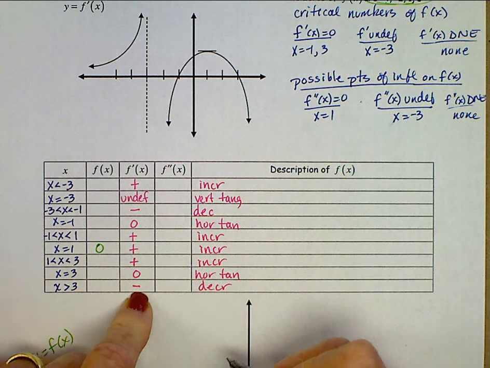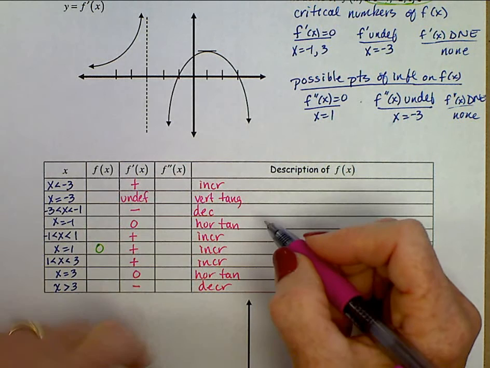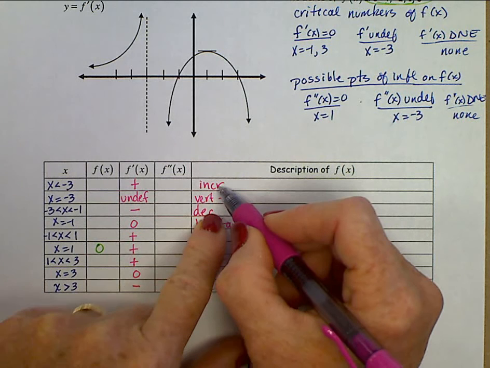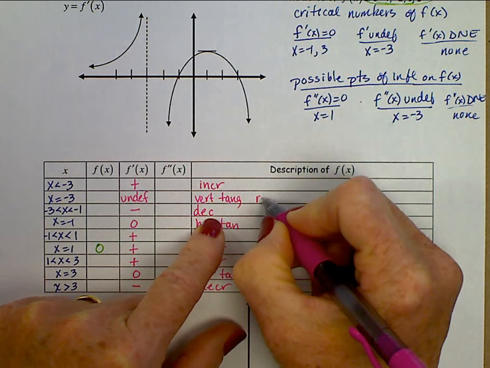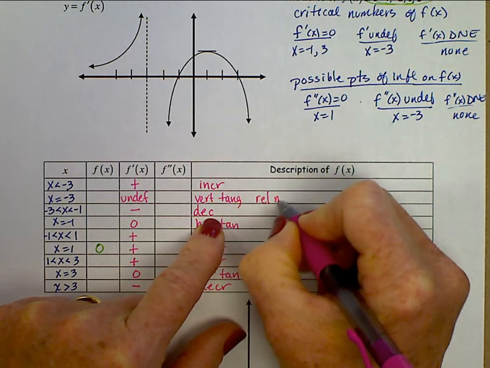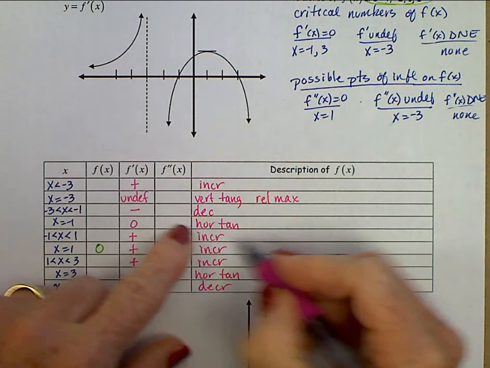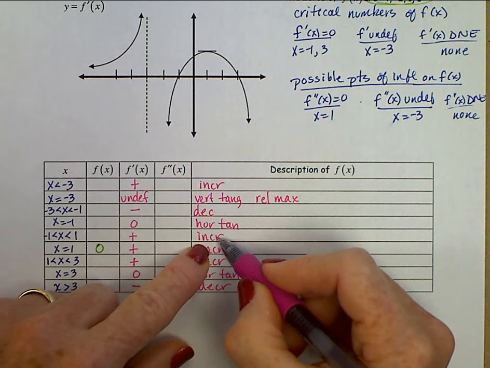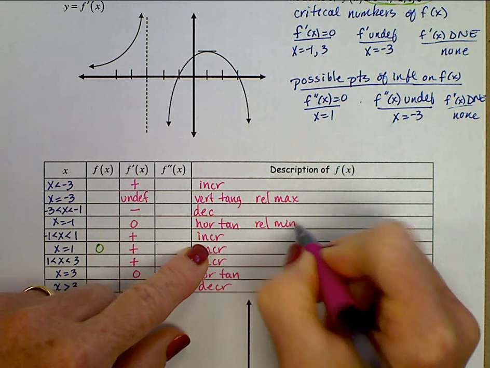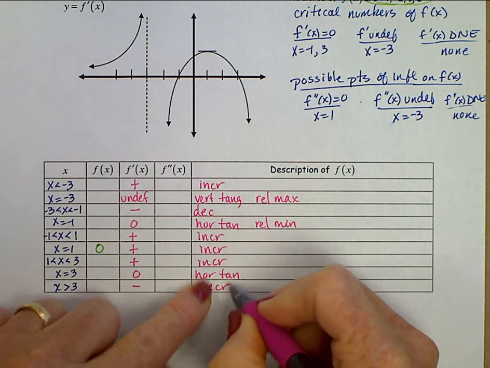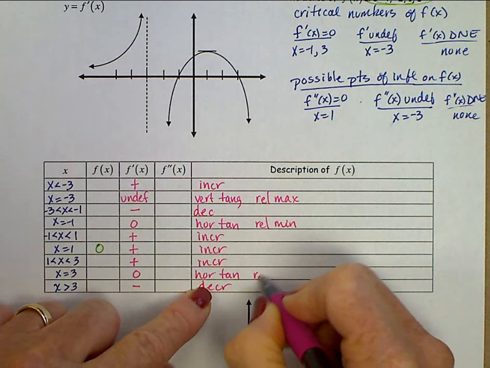All right, let's go back and identify our extreme values. Graph changing from increasing to decreasing, we will have a relative max on f of x. Graph changing from decreasing to increasing, that's a relative min. And f of x changing from increasing to decreasing, another relative max.